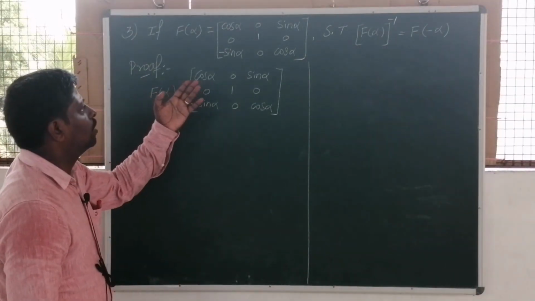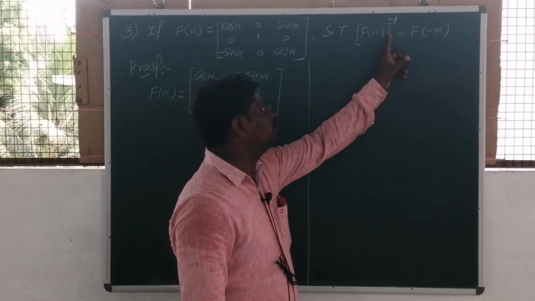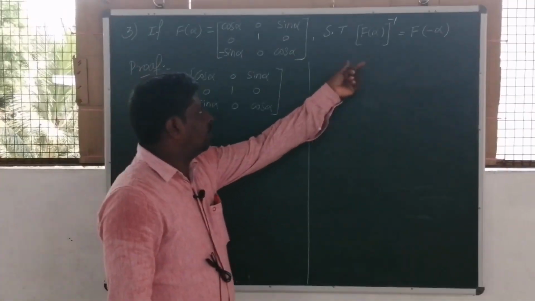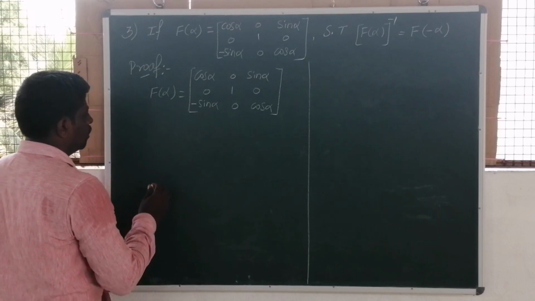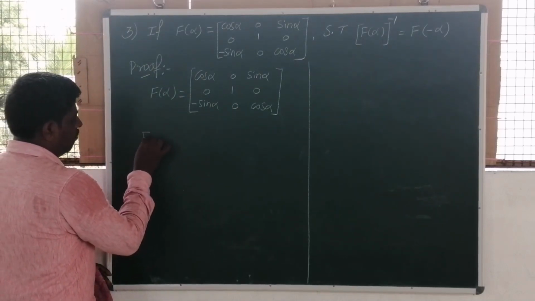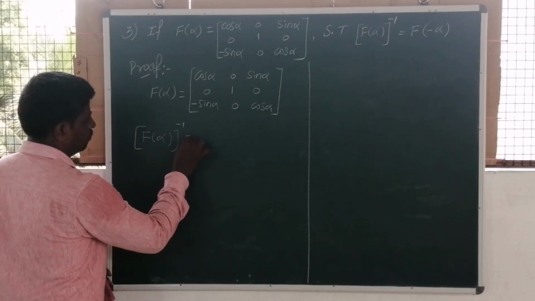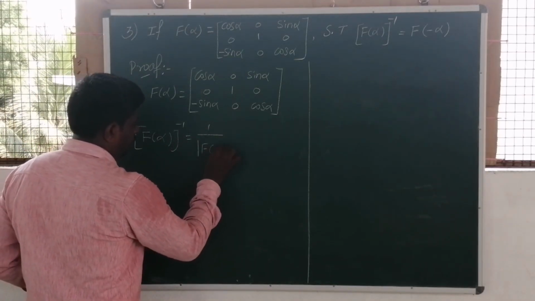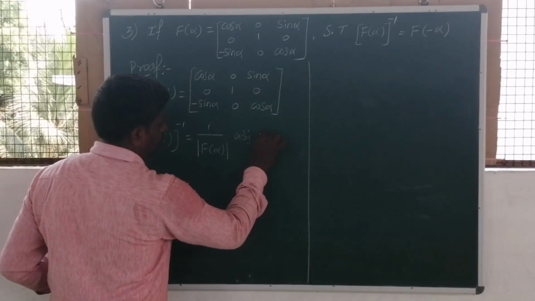If f of alpha is equal to the given 3 cross 3 matrix, we want to show that f of alpha whole inverse is equal to f of minus alpha. First, to find f of alpha whole inverse, the formula is 1 by determinant of f of alpha times adjoint of f of alpha.